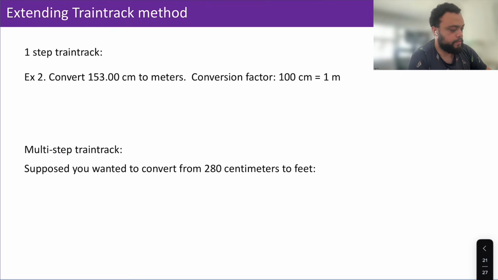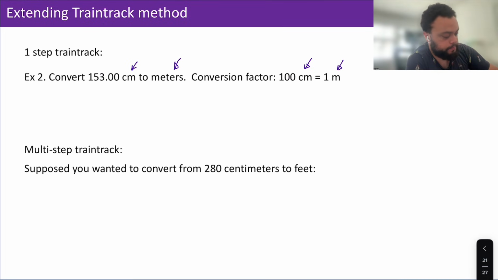Okay. So you can do a train track with many different values in between. Go ahead and try this one. We want to take centimeters and turn that into meters. For every 100 centimeters, there's 1 meter. So go ahead and give it a shot, and then I'll show you how it's done.